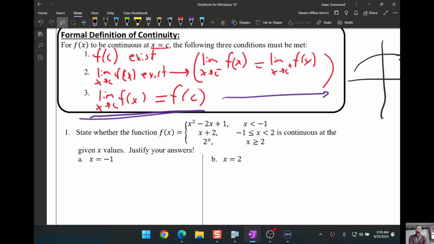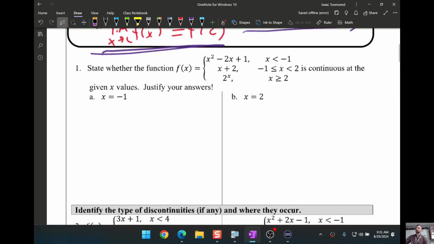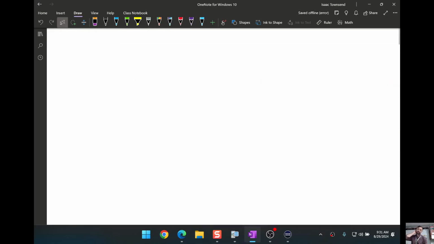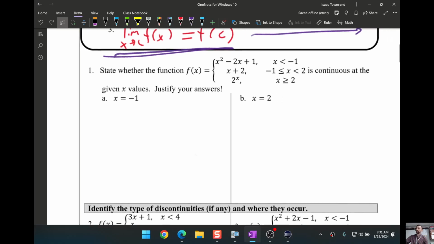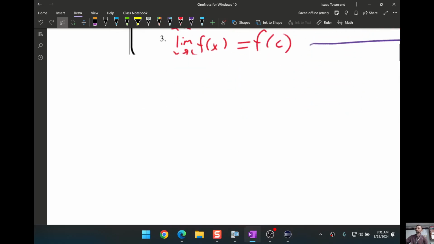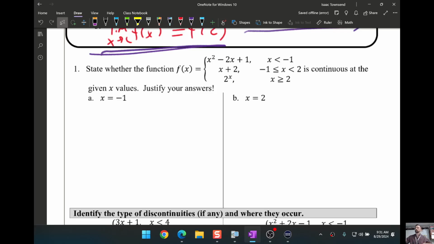Okay, so let's go through and answer a few of these questions. So question 1, piecewise function. Is this guy continuous at x equals -1?